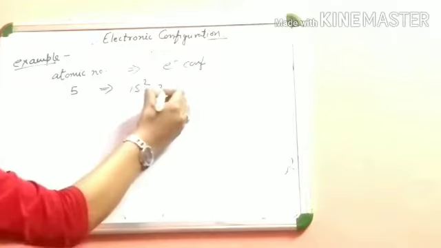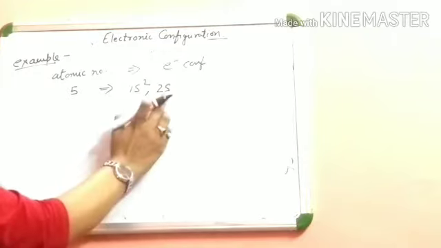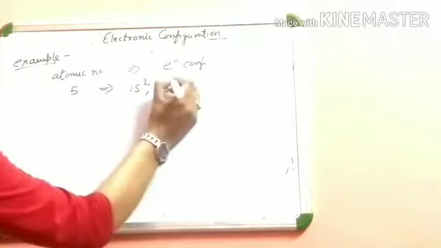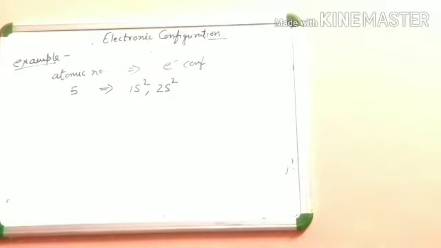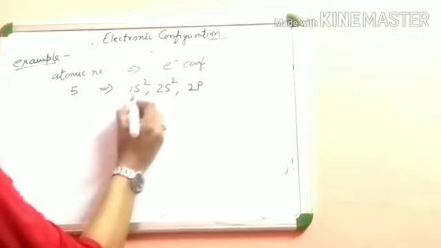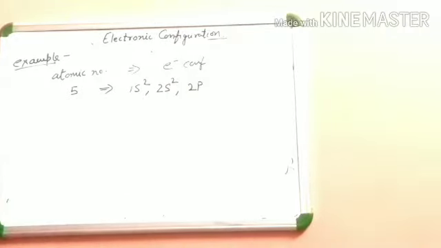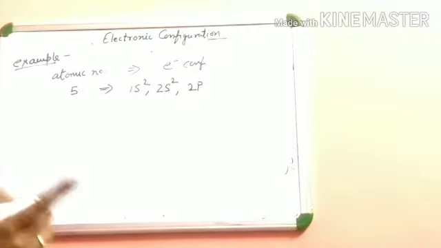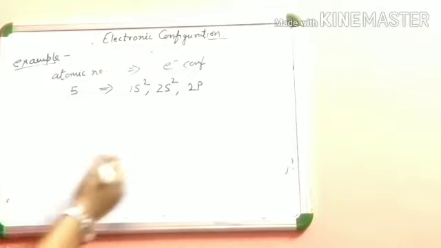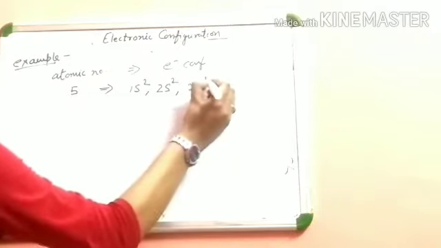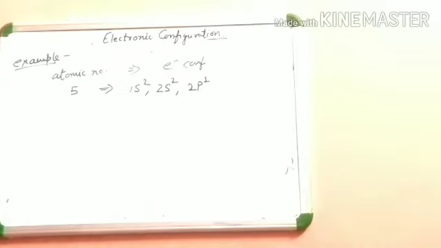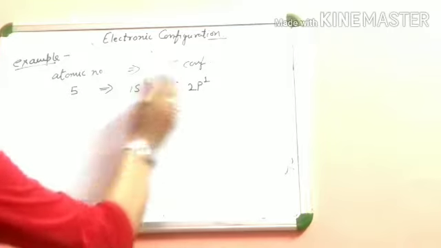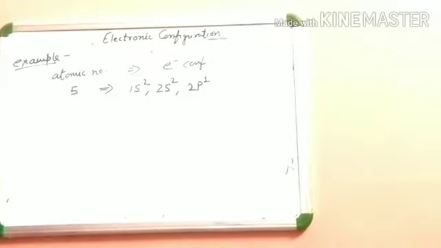Next is 2s. The s subshell can hold a maximum of 2 electrons, so 2 plus 2 is 4. Now one more electron will come in 2p. This is the order of energy that we have seen. The p subshell can hold a maximum of 6 electrons, but here there is only a single electron, so it will carry 1 electron. So the atom having atomic number 5 has the electronic configuration 1s2, 2s2, 2p1.